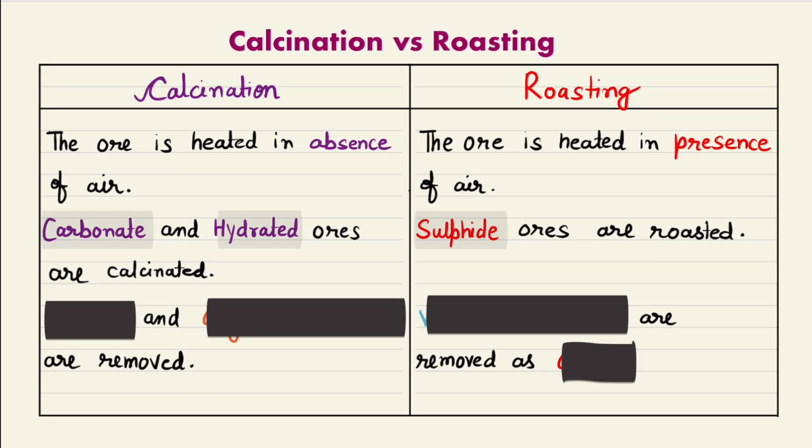The second point of difference to be understood is that carbonate and hydrated ores are usually calcinated, while sulfide ores are usually roasted. You can remember this by applying little tricks like calcination and carbonate both start with C, and sulfide starts with S, which is the next letter of R.